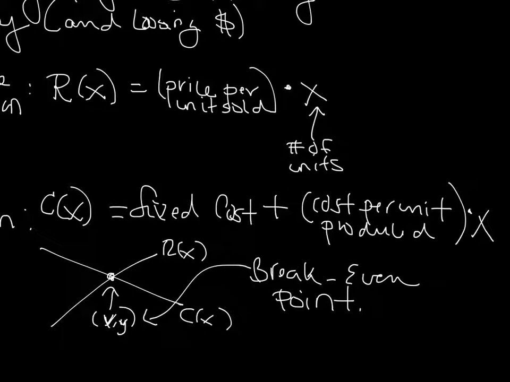But basically the idea here is the x coordinate of this point reveals the number of units that a company must produce and sell so that the money coming in, the revenue, is equal to the money going out, the cost. And the y coordinate of this break-even point gives the amount of money coming in and going out. So let's do an example of finding a break-even point, and I'll do it in the next video.